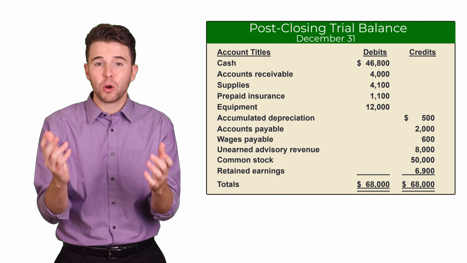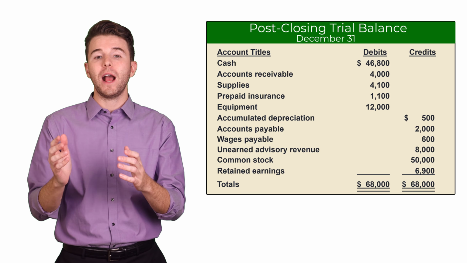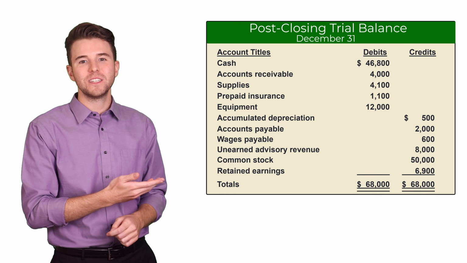After closing out and resetting all of our temporary accounts to zero, we take a look at what we have left on our trial balance. We should only have permanent accounts, or accounts that we'd find on the balance sheet, left over on the trial balance. And we call this the post-closing trial balance.